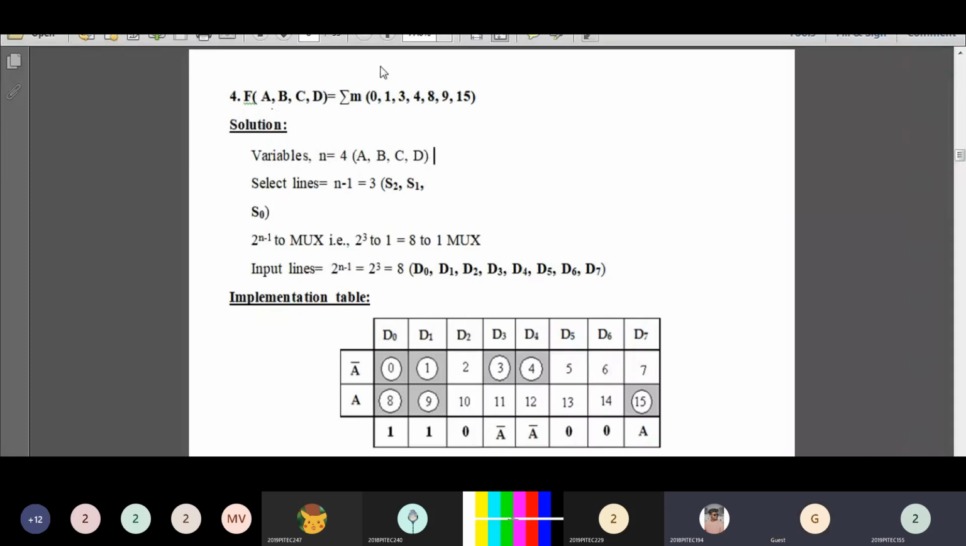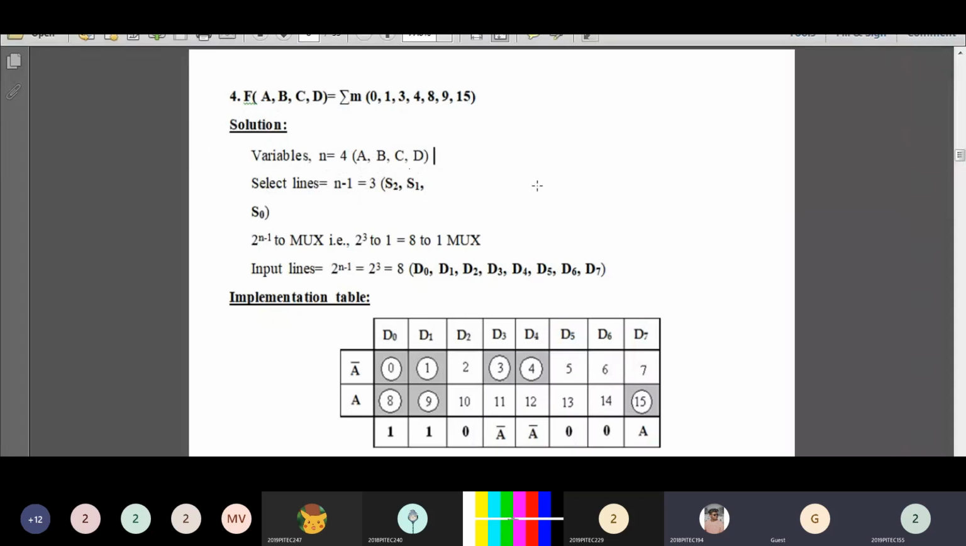First, you have to find out the select lines. Select lines is equal to n minus 1. You need n minus 1 select lines to implement the Boolean function. N minus 1 is equal to 3. S2, S1 and S0 are the selection inputs.